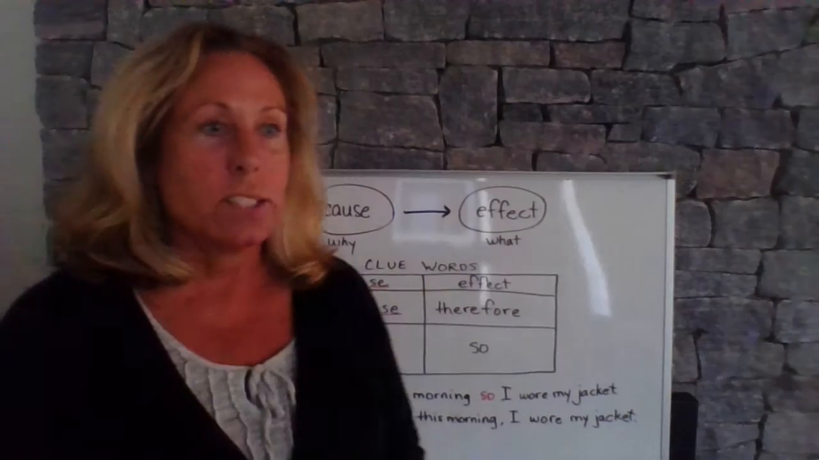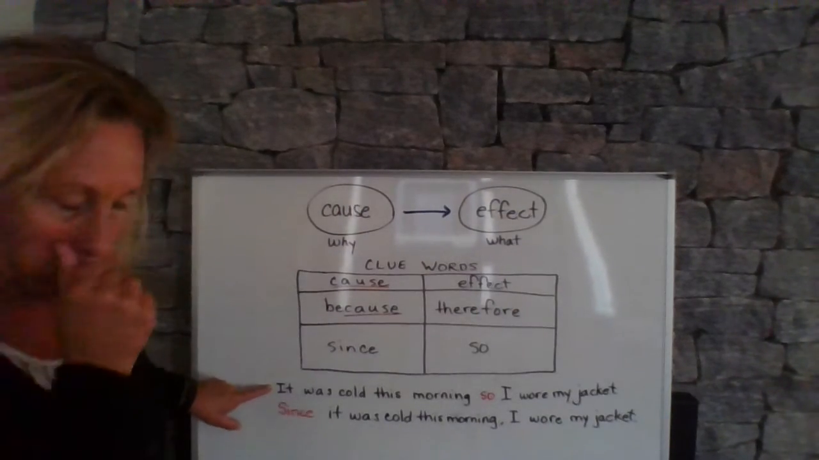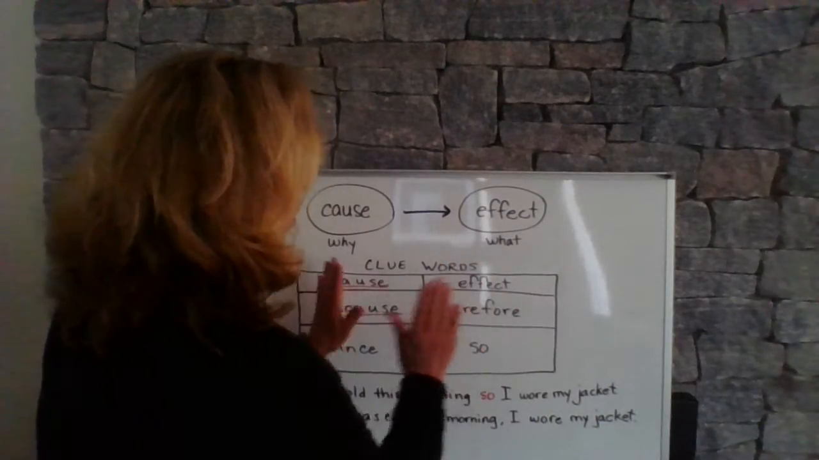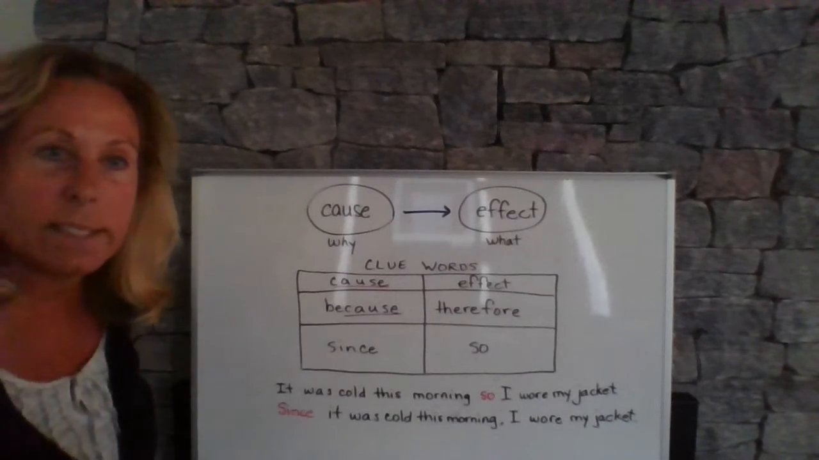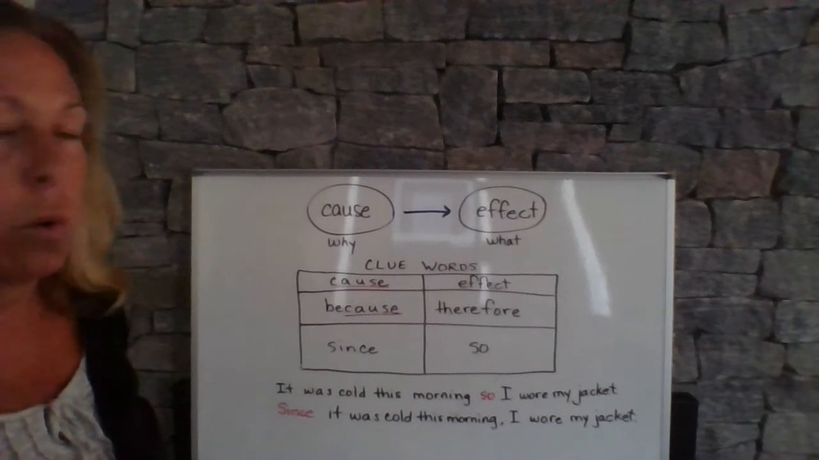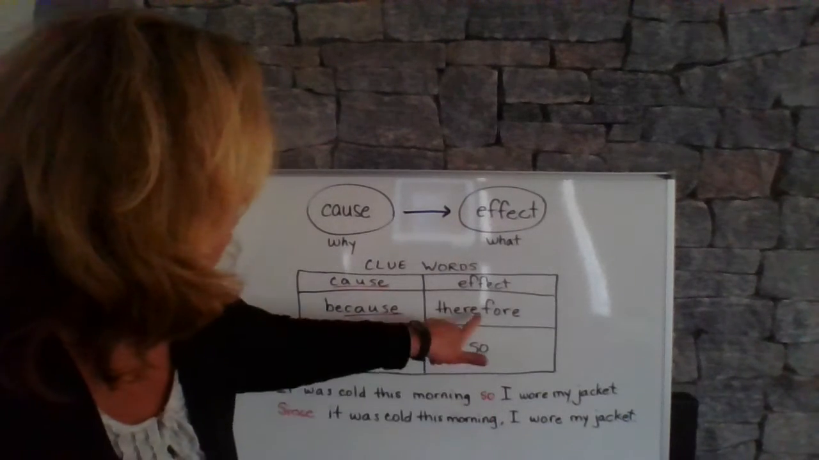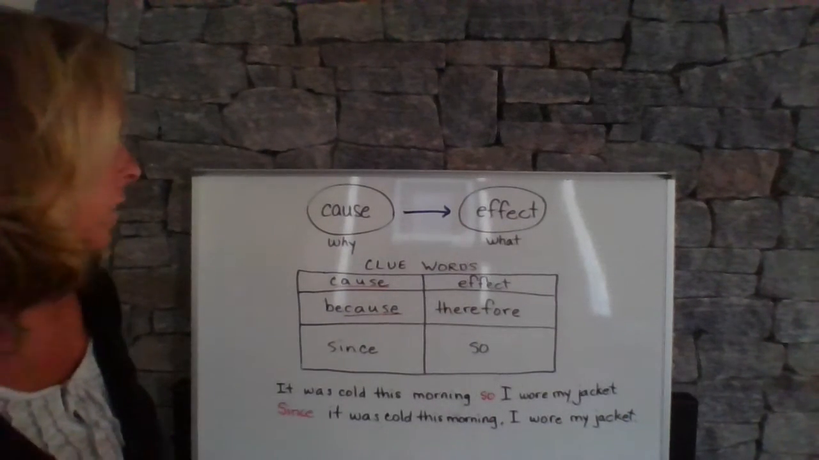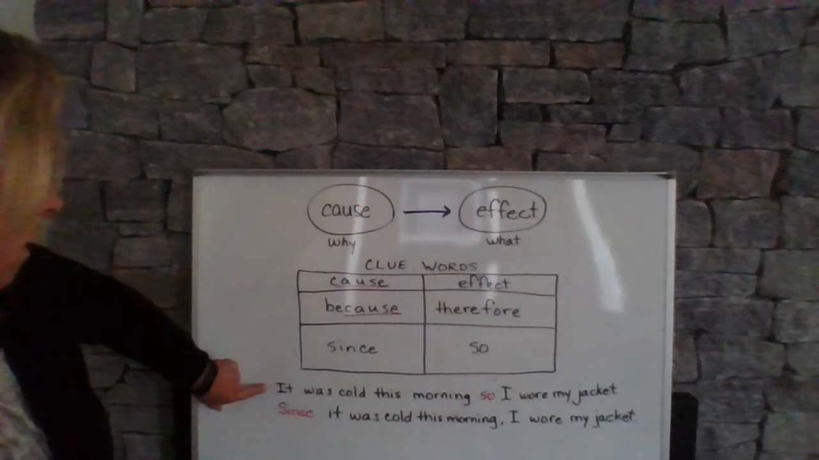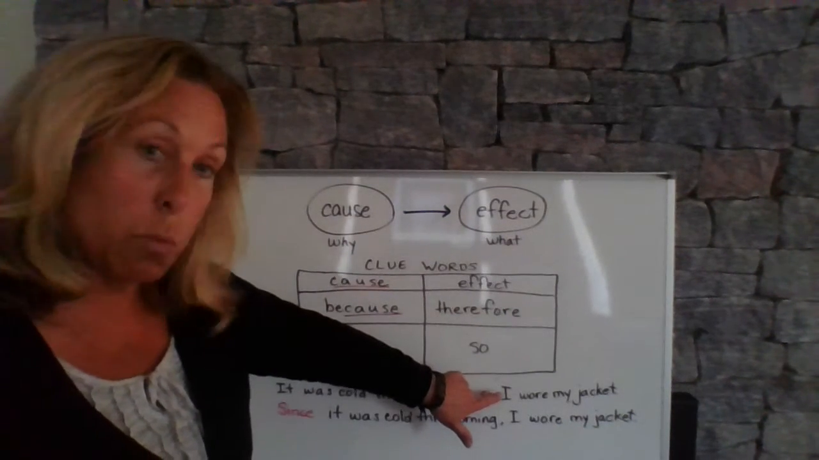Okay? So we're going to use some sentences on the board, and they are kind of small, so I'm going to read them to you. And the words in red are either cause or effect clue words. And let's see if it makes sense when you're reading it. It was cold this morning, so I wore a jacket. You could even change the so for therefore. It was cold this morning, therefore I wore my jacket. The cause, why? It was cold this morning. The effect, I wore my jacket.